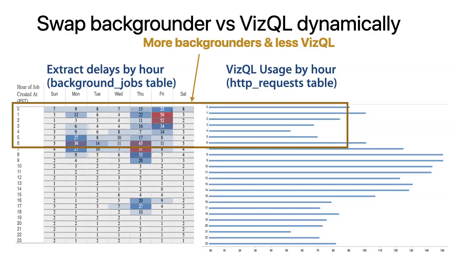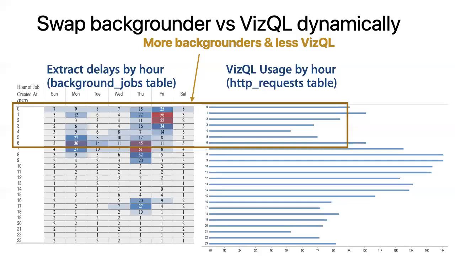I'm sure you will find a similar pattern. As you can see clearly, in my example here, somewhere between midnight to 6 a.m., I should give more backgrounders. I'm okay to give less VizQuery. That's my scenario. I'm sure you can find something similar. That will help you to understand your workload pattern: which window within the 24 hours of the day you can have more VizQuery, which window you can have more backgrounders.